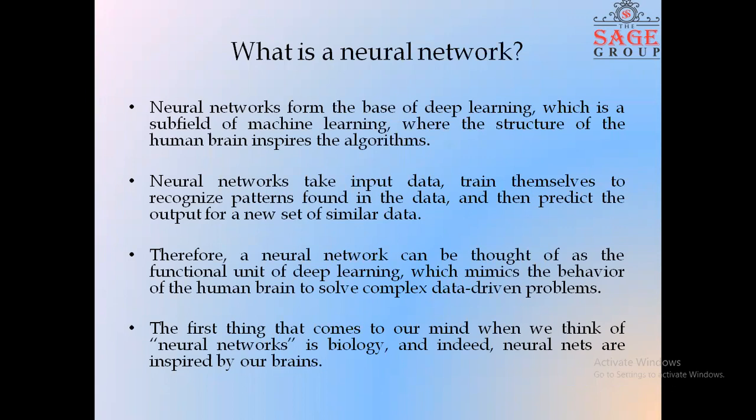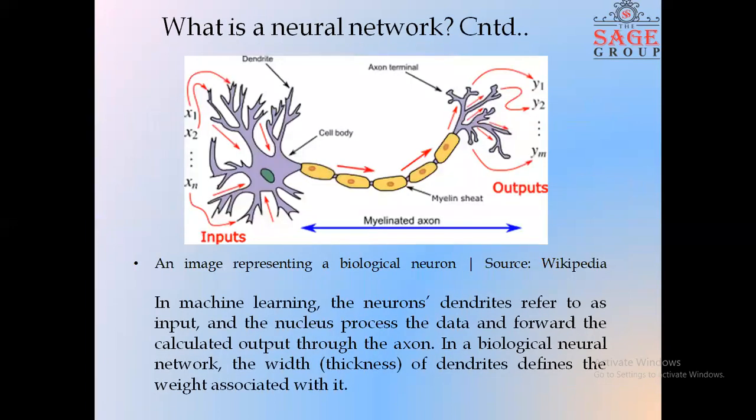Therefore, a neural network can be thought of as the functional unit of deep learning, which mimics the behavior of the human brain to solve complex data-driven problems. The first thing that comes to our mind when we think of neural networks is biology. And indeed, neural nets are inspired by our brains. As you see, this is the image which has been taken from Wikipedia. In the biological neuron, the dendrites refer to the input, and the nucleus processes the data and forwards the calculated output through the axon. And in a biological neural network, the width, that is the thickness of dendrites, defines the weights associated with it. So this is the biological structure of the neuron.